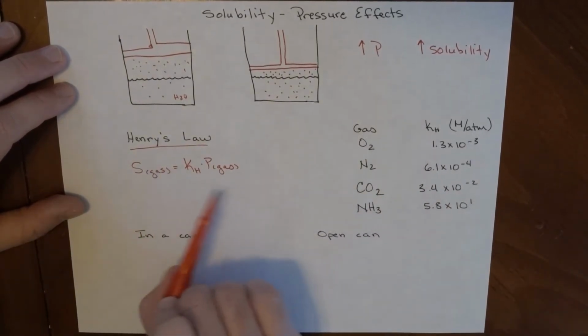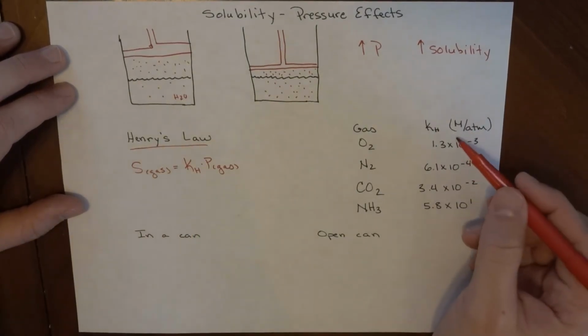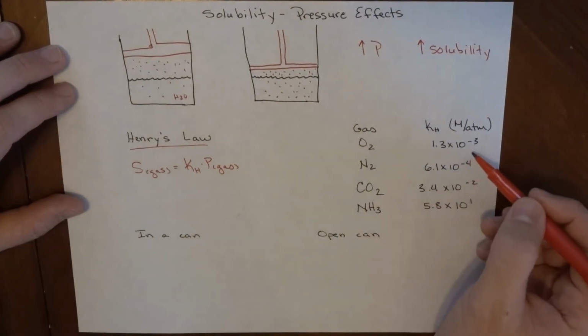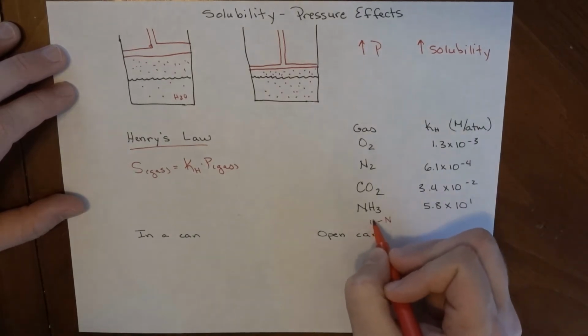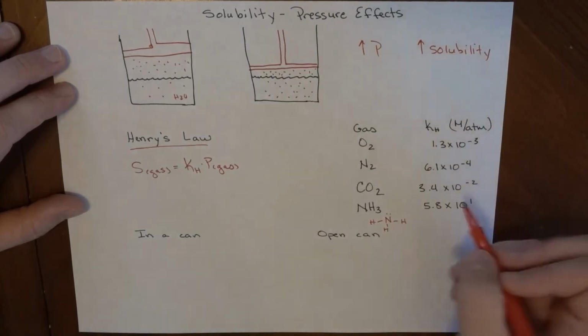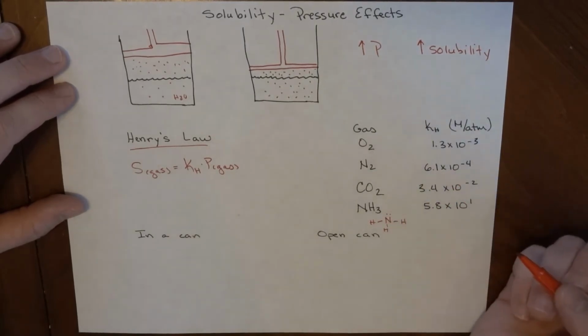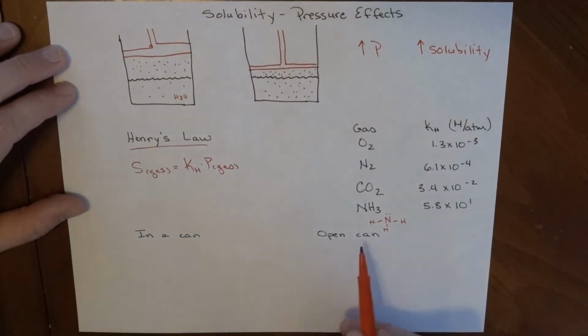And we can see that there'd be a linear relationship. One thing to notice about this is that each gas does have its own value of this. And something that is very polar, like ammonia, dissolves into water very easily, so it's got a very high value of this. So let's look at soda in a can and soda after a can has been opened.